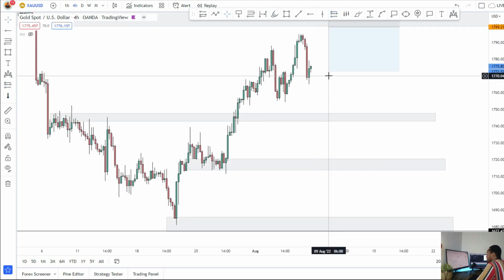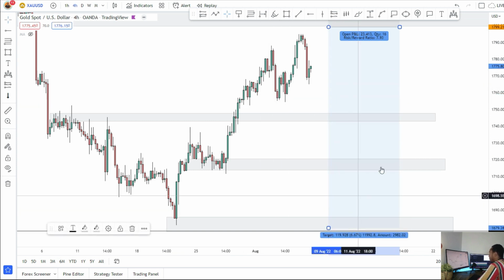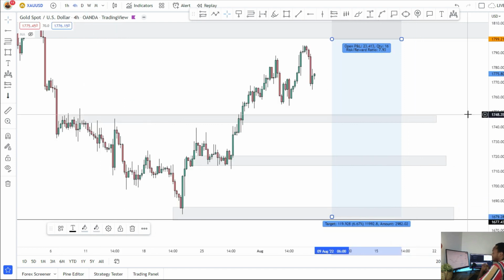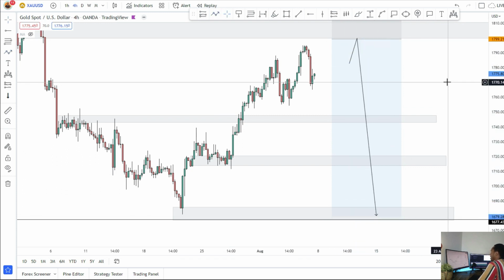I can look for a push into these lows here as well, depending on if I want to take the trade. But from a swing perspective, I'm expecting us to eventually get back down to those 1680, 1617 areas. So gold looking for a bearish swing to the downside, only interested in shorts, and targets down at 1680 for next week.